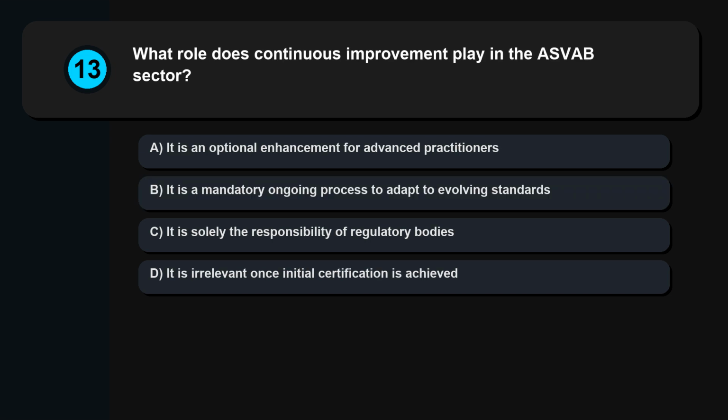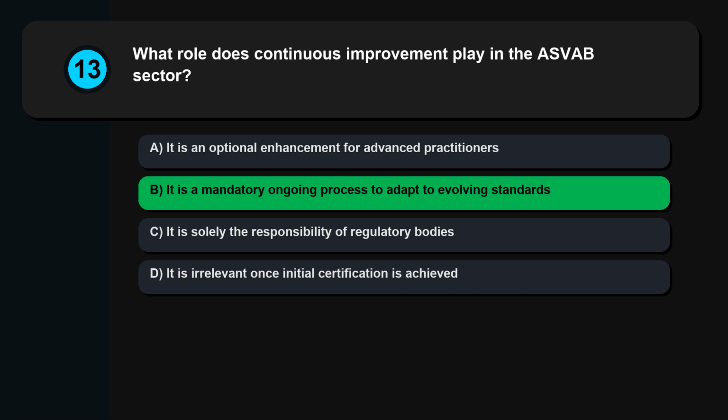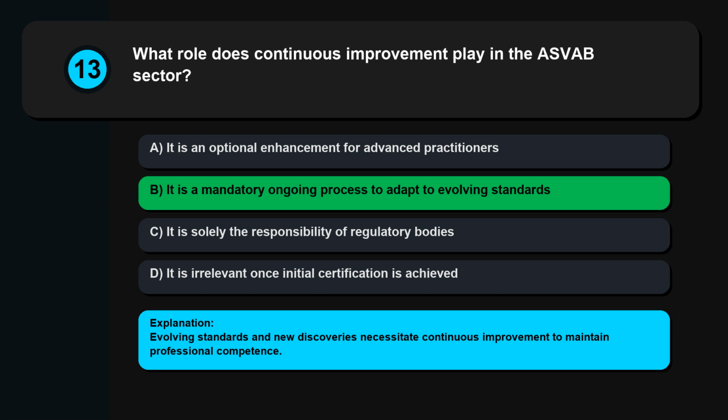Question 13. What role does continuous improvement play in the ASVAB sector? It is an optional enhancement for advanced practitioners. It is a mandatory ongoing process to adapt to evolving standards. It is solely the responsibility of regulatory bodies. It is irrelevant once initial certification is achieved. Evolving standards and new discoveries necessitate continuous improvement to maintain professional competence.